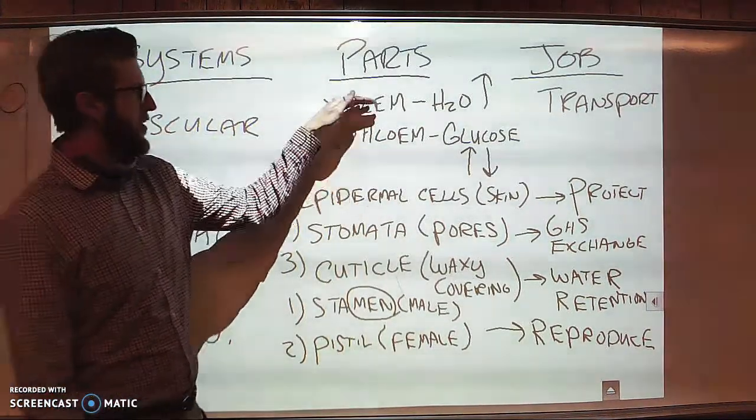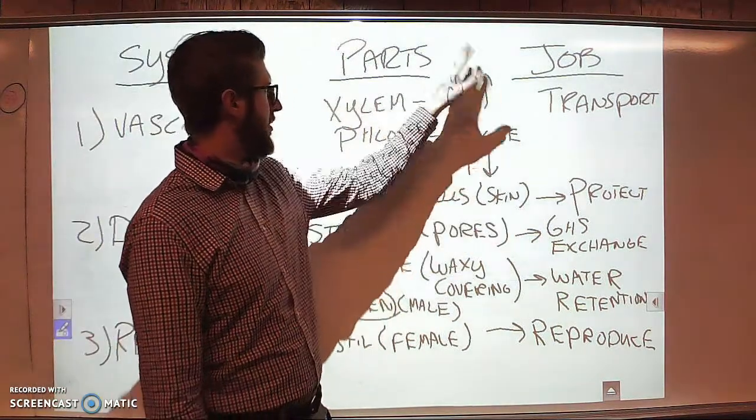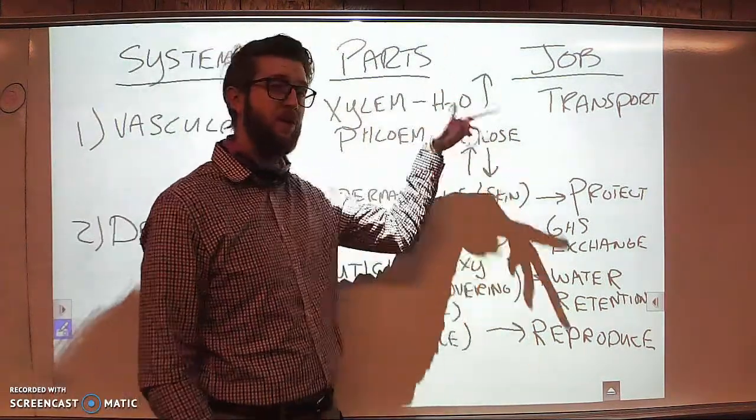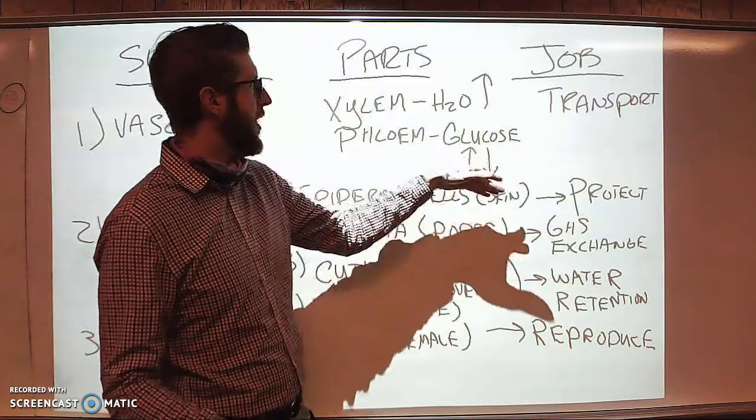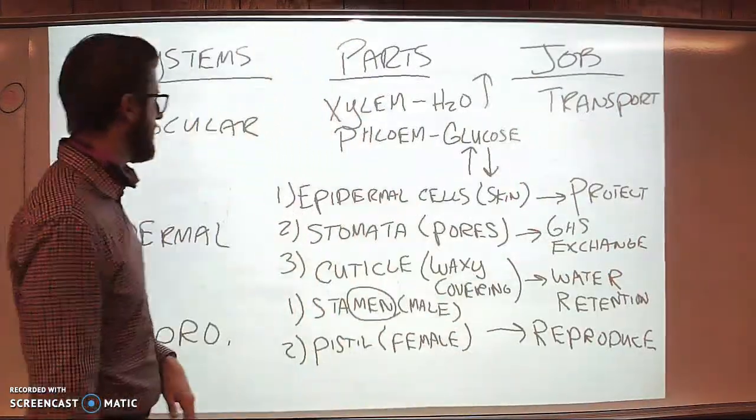Vascular system made up of xylem and phloem. Xylem moves water up. Phloem moves glucose after it's made in the leaves, up or down. And the job is transportation.